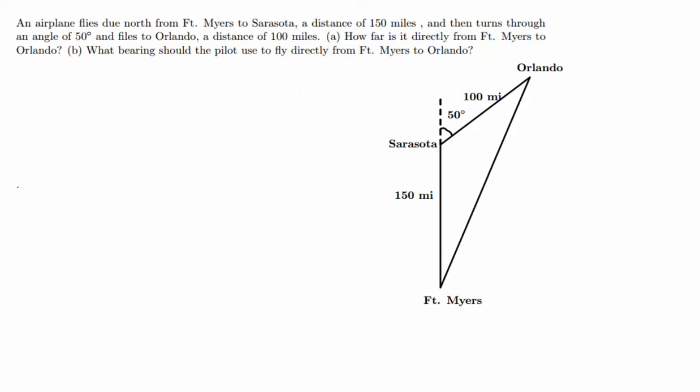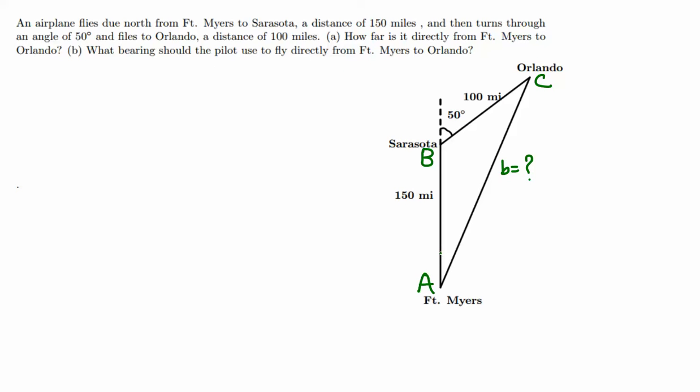So we can say A, and Sarasota B, C. So this distance is b, that is what we want to find, and we need to find the bearing the pilot should use to fly directly from Fort Myers to Orlando.